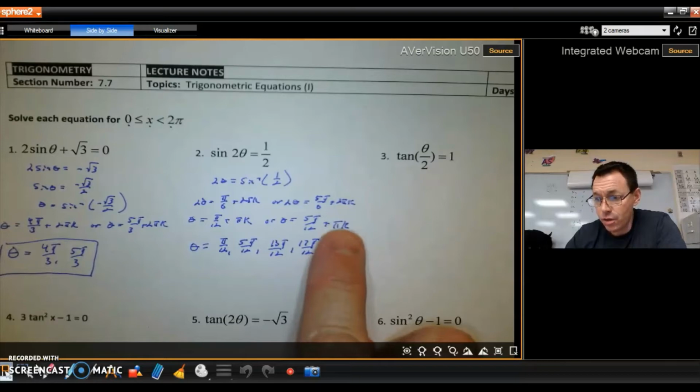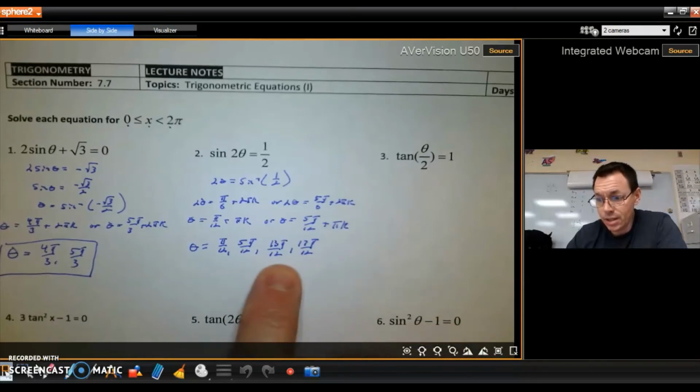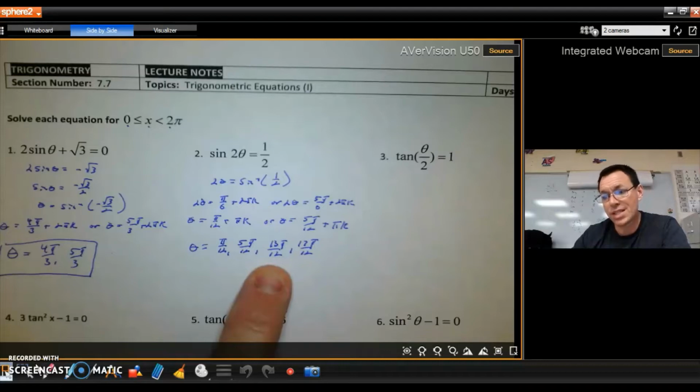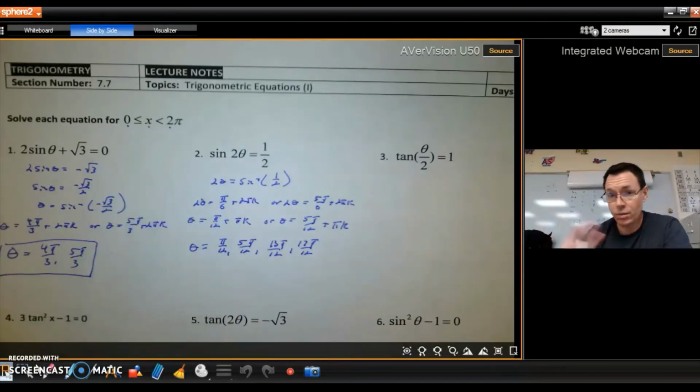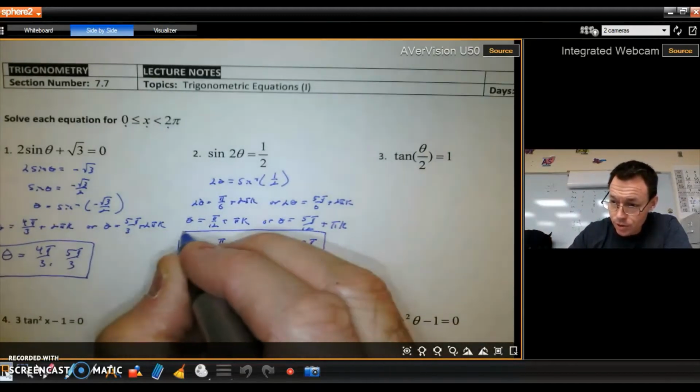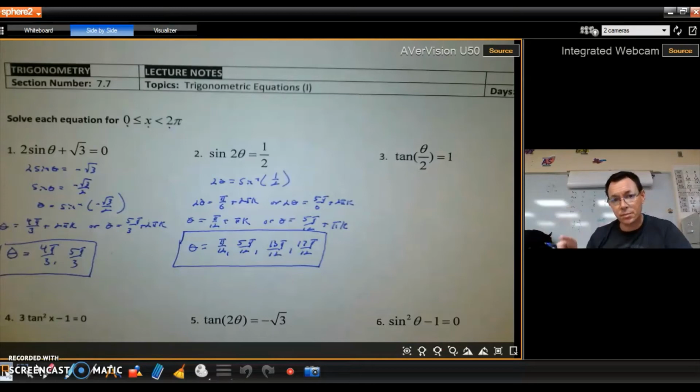Now, if you add 12/12 to either of these, you will then go over. So 13/12 plus 12/12 is 25/12, which is bigger than 2, so I don't need that. So these are the 4 angles within one complete revolution that would solve this equation. Okay, so you need all 4 of them.